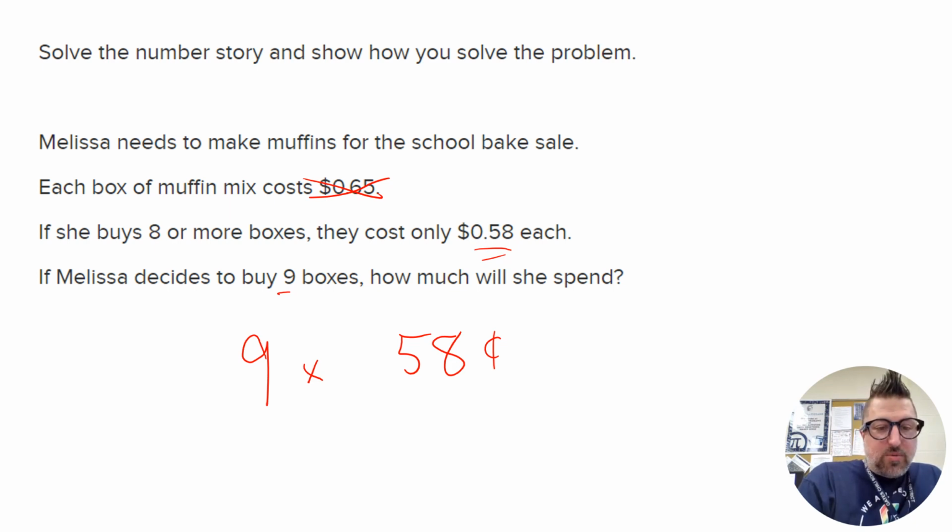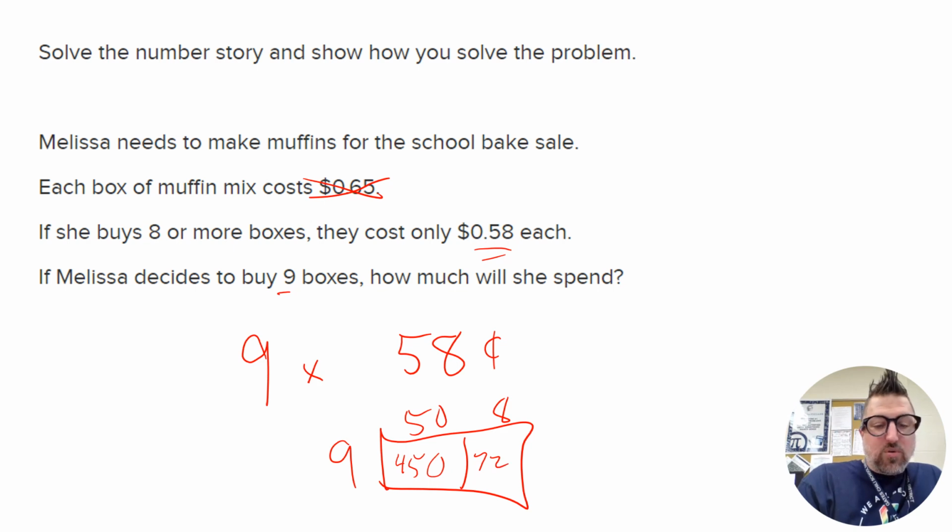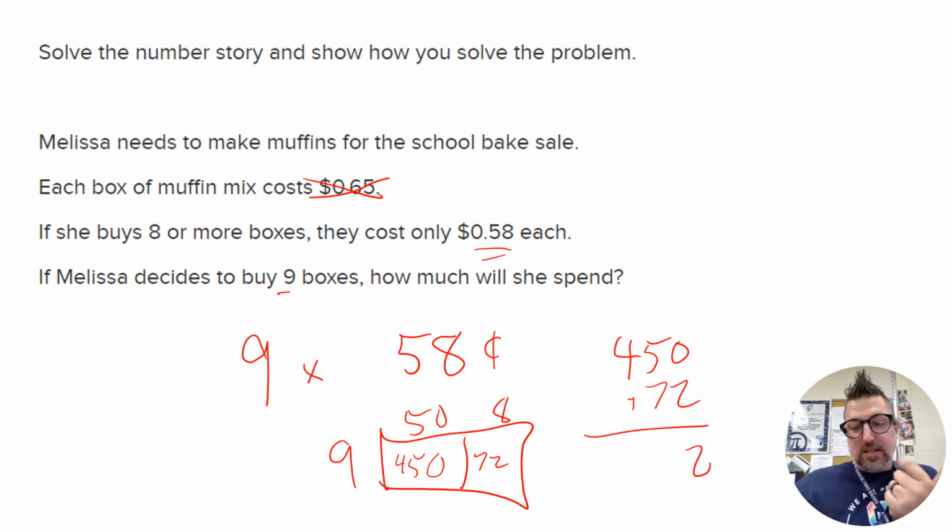All right, I'm going to do 9 times 58. 9 times 50, my base fact is 9 times 5 is 45, attach that extra 0. 9 times 8 is 72. And I have to do 450 plus 72. 50 plus 72 is 122. 4 plus 1 is 5.